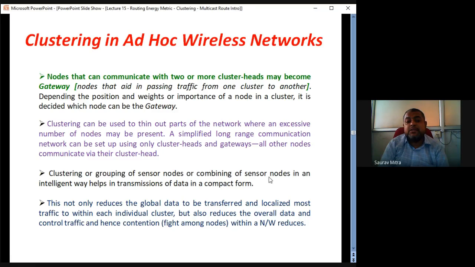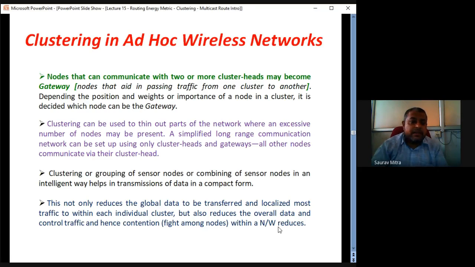So this is a very important line. Clustering or grouping of sensor nodes, or combining of sensor nodes in an intelligent way, helps in transmission of compact data. This not only reduces the global data to be transferred and localizes most traffic to within individual clusters, but also reduces the overall data control traffic and hence contention within the network. So if we are transmitting compact data, that means we are saving a lot of bandwidth and a lot of energy, and hence by clustering we can save a lot of resources within a network.